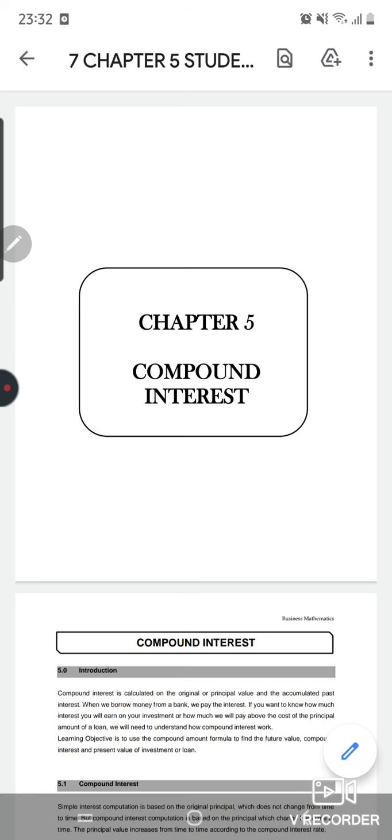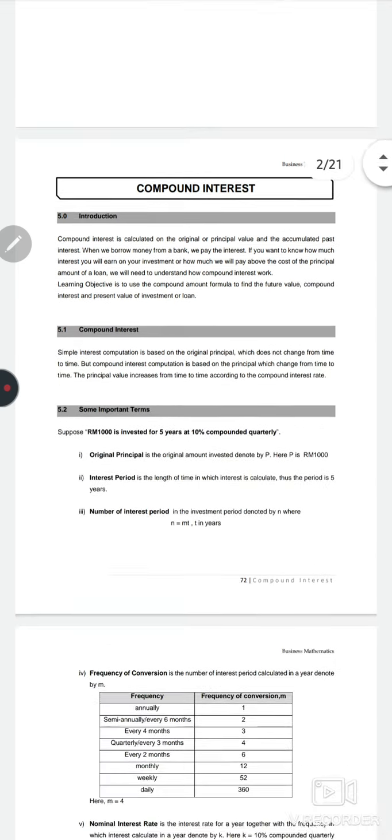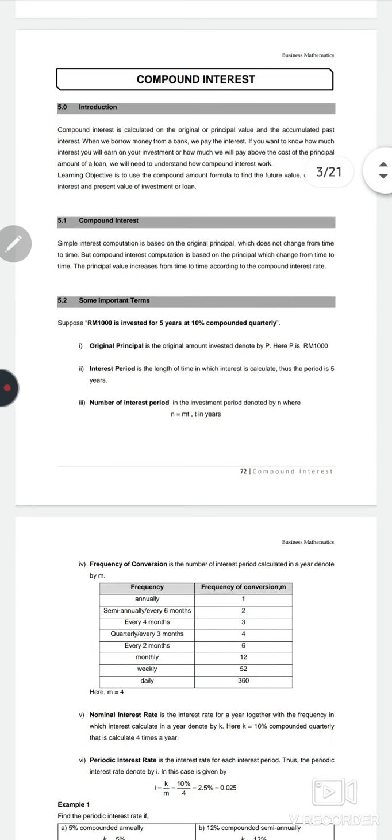Okay, so today we continue with chapter 5, compound interest. An introduction of compound interest. Compound interest is calculated on the original or principal value and the accumulated past interest. When we borrow money from a bank, we pay the interest. If you want to know how much interest you will earn on your investment or how much we will pay above the cost of the principal amount of a loan, we will need to understand how compound interest works.